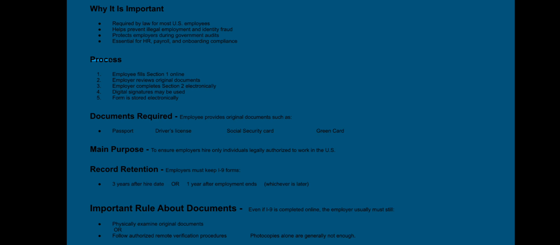And then record retention. Employers must keep I-9 forms 3 years after the hire date or 1 year after employment ends, whichever is later. The important rule about documents: even if the I-9 is completed online, the employer usually must still physically examine original documents, or follow an authorized remote verification procedure. Photocopies alone are generally not enough, so the employer does the manual verification as well, the physical examination as well.